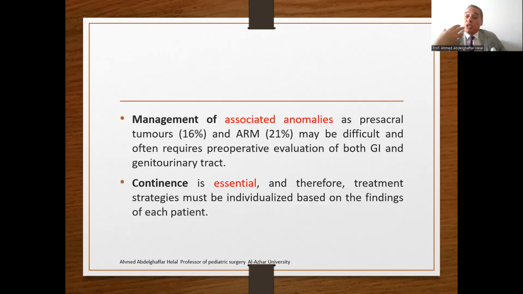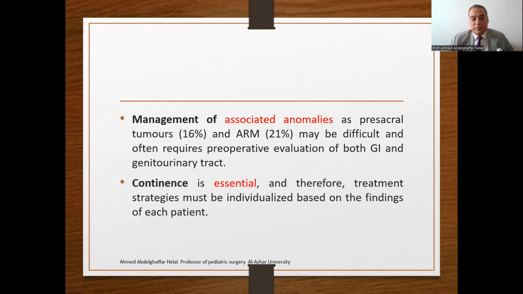The management of associated anomalies, presacral tumors, and anorectal malformation may be difficult and often requires preoperative evaluation of both the gastrointestinal and genitourinary tract. Continence is essential, and therefore the treatment strategies must be individualized based on the findings in each case. So associated anomalies, presacral tumors, and anorectal malformations should be considered and treated, and continence is an important element in rectal duplication.